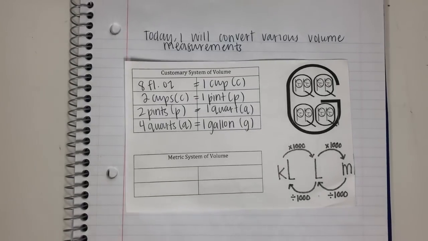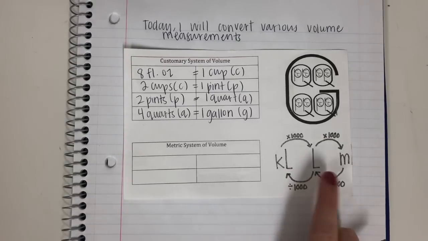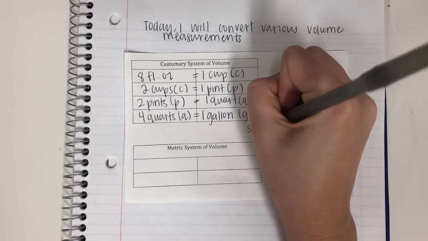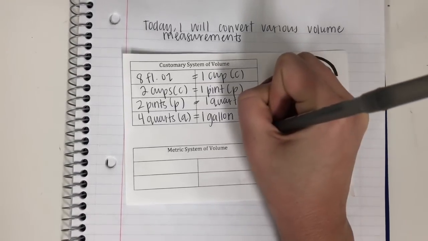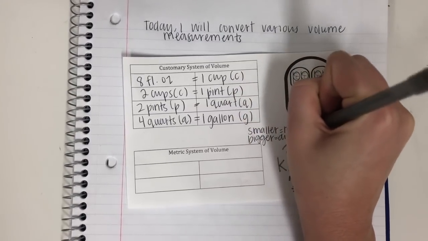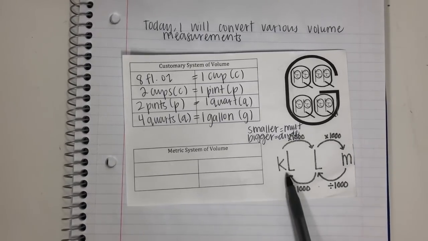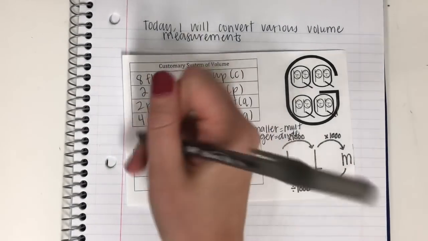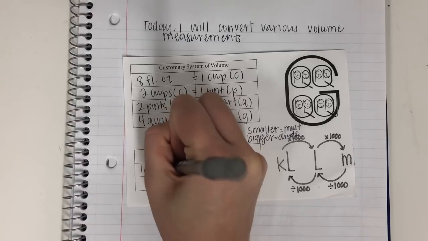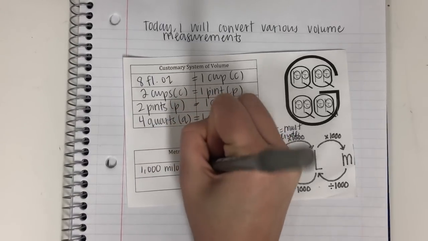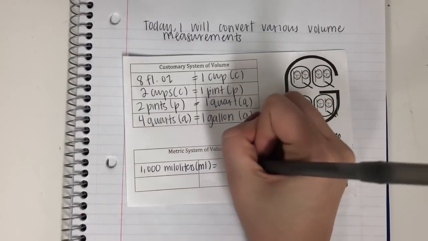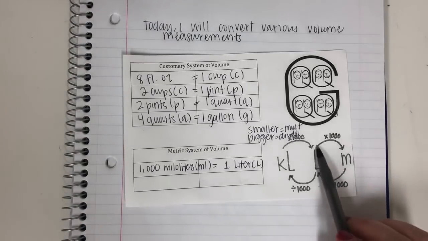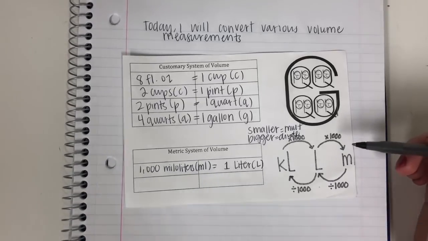Okay, now the next one that we're going to look at is kiloliters, liters, and milliliters. We know that when we go smaller, we multiply, and when we go bigger, we divide. Looking at this picture, kiloliters is the biggest, then we have liters, and then milliliters is our smallest. So 1,000 milliliters, which is ml, is equal to 1 liter, or an L. From liters to milliliters, we have 1,000. That is our conversion rate.